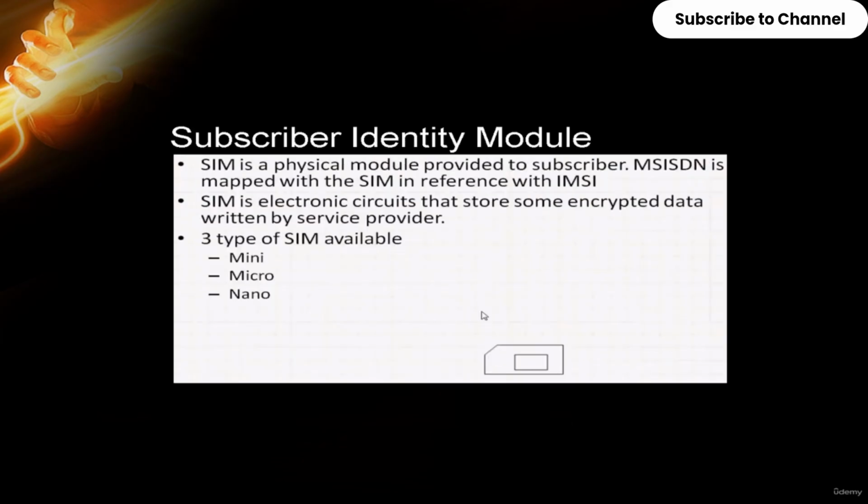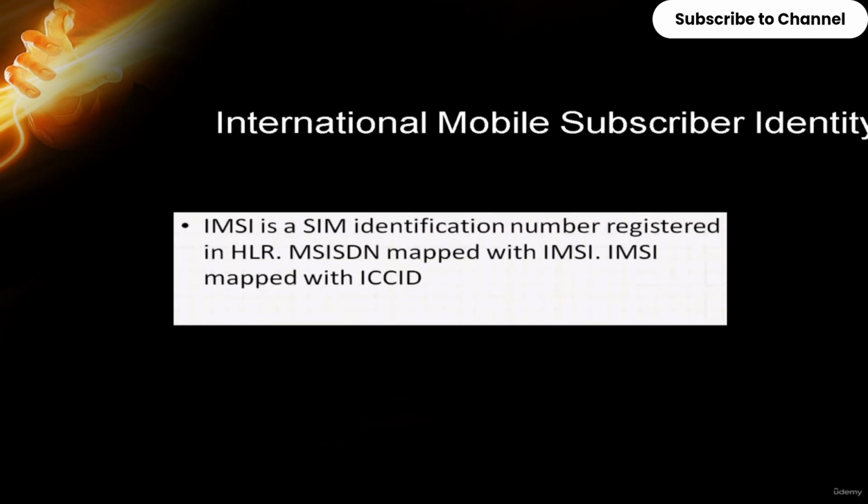Then the subscriber identity module. This is a SIM. So SIM comes in various types. Everybody is using a SIM with a mobile, like mini SIM, micro SIM, and nano SIM. Then there is the international mobile subscriber identity. It is a SIM identification number which is registered with the home location register. So it is mapped with the particular registers which are used.